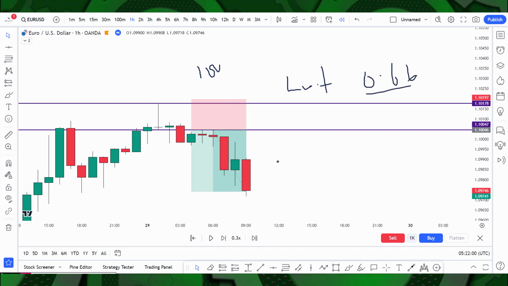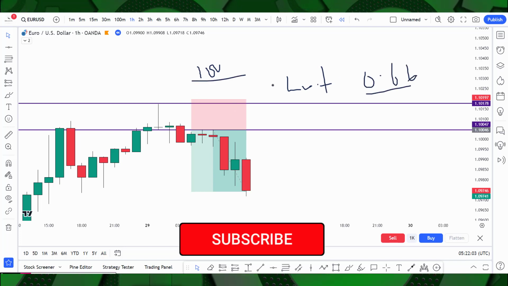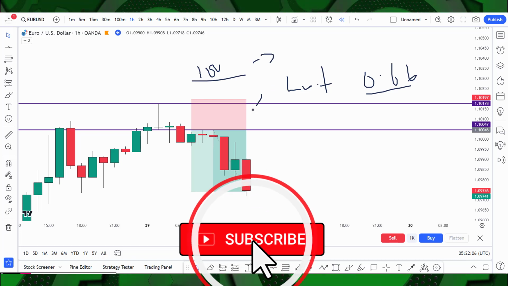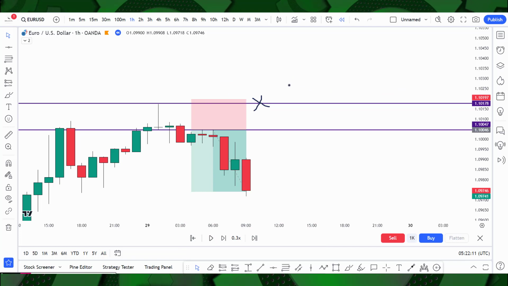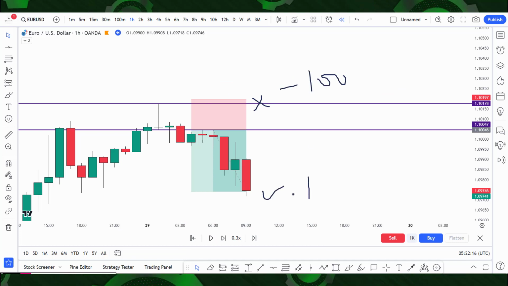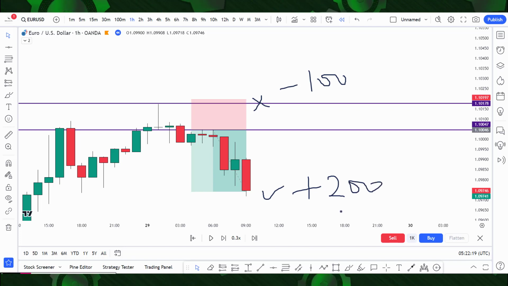So you are going to risk $100 to make $200. Whenever the market hits your stop loss, you are going to lose $100. But whenever the market hits your profit target, you are going to have $200 added to your bank account. That is it. Let's go to another trade.